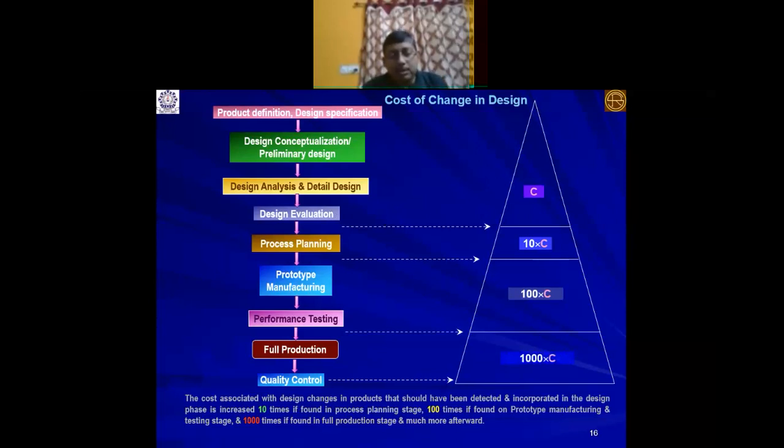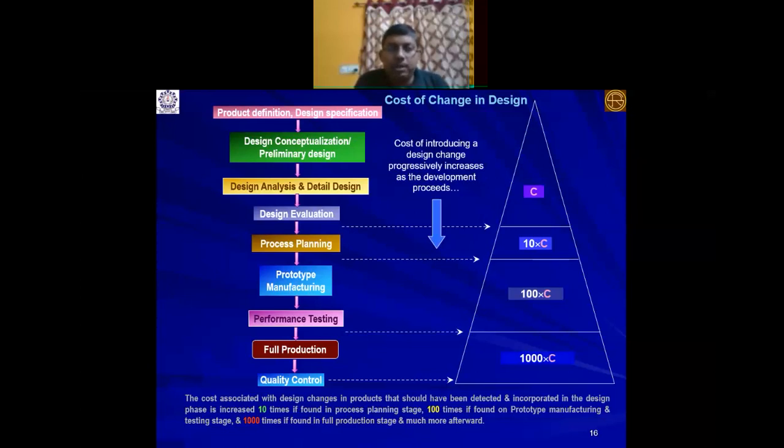And if you found this mistake at the customer level or after selling, then you will be nowhere in the market. So that is why this particular case study indicates that the cost for introducing design changes will progressively, or exponentially, increase as the development proceeds. From this case study you can say, if you can find out your bottlenecks or your mistakes in early design phases, then the cost involved to rectify that problem will be much lesser than if the problem is identified at the later stage of your product development cycle.